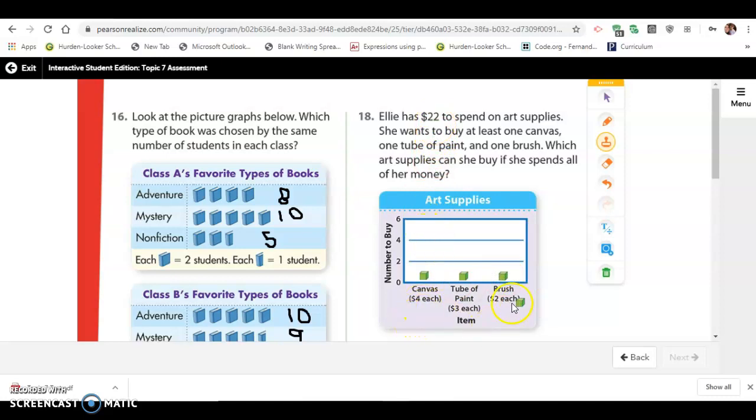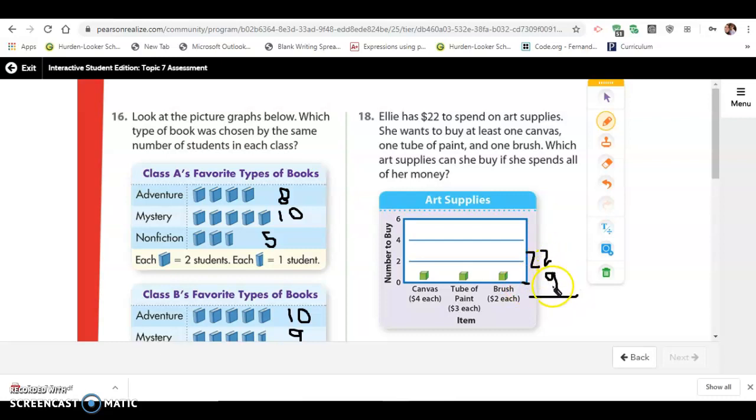First, we're going to add one of everything. 4 plus 3 is 7, plus 2 is 9. So right now, she's at $9. She has $22 to spend. So we have to subtract 22 minus 9.